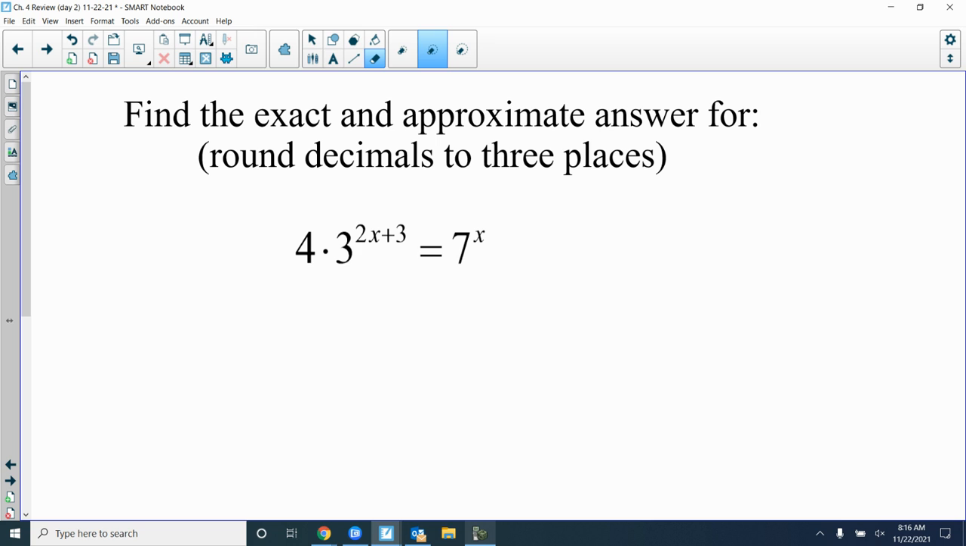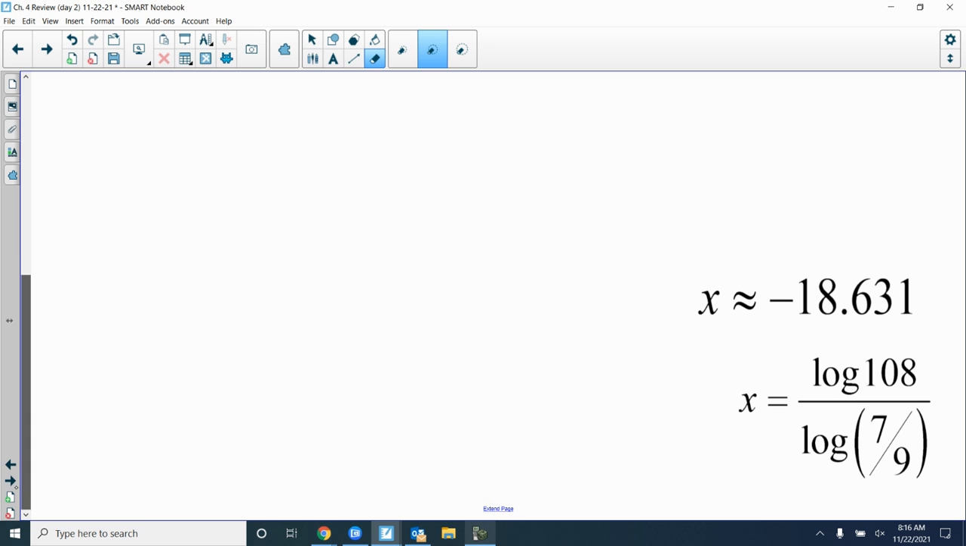You need to distribute. You need to make those in parentheses. You distribute your log of 3 to both. I don't think you did that. All right, let me give you the answers so you kind of know where you're heading. I got negative 18.631. If you get that, you're good. And then the exact, I got log of 108 over log of 7/9.